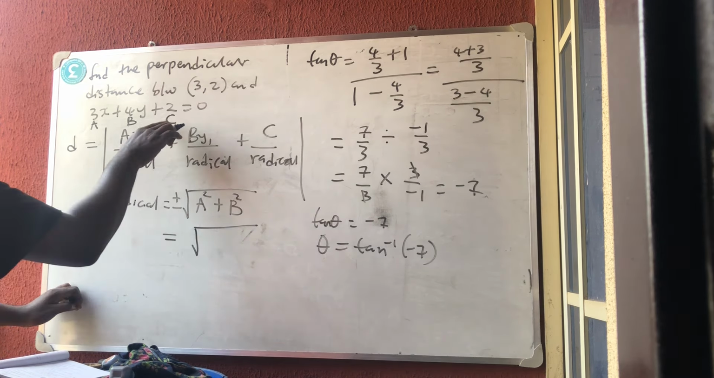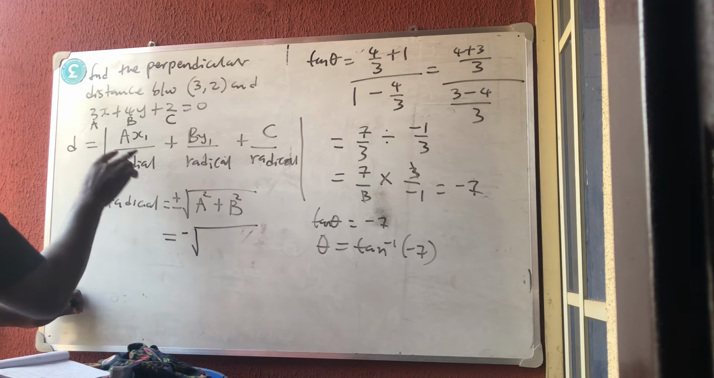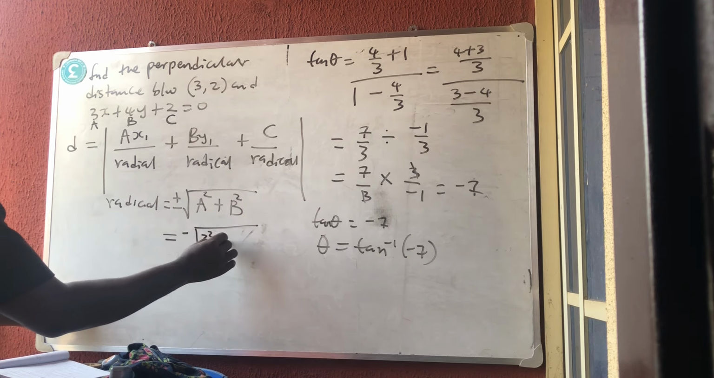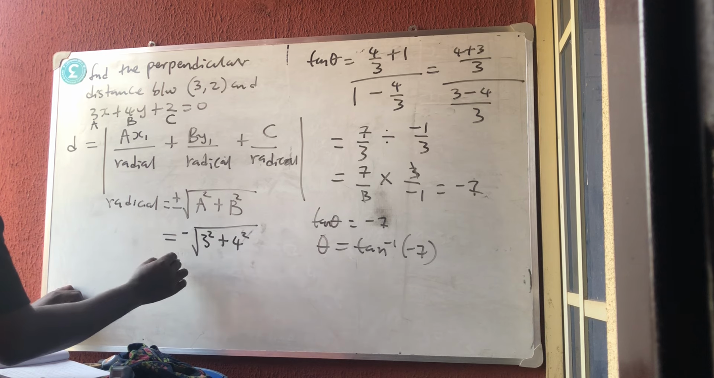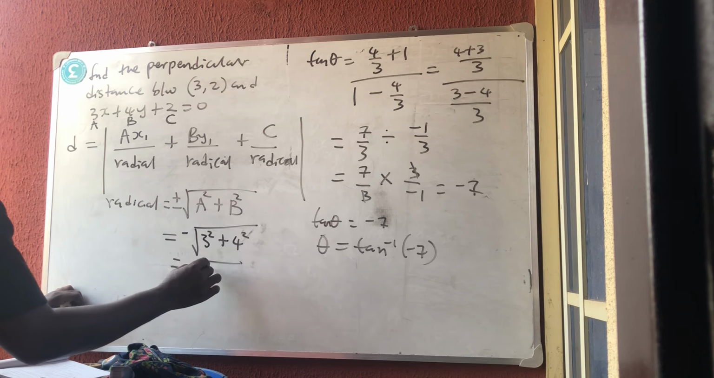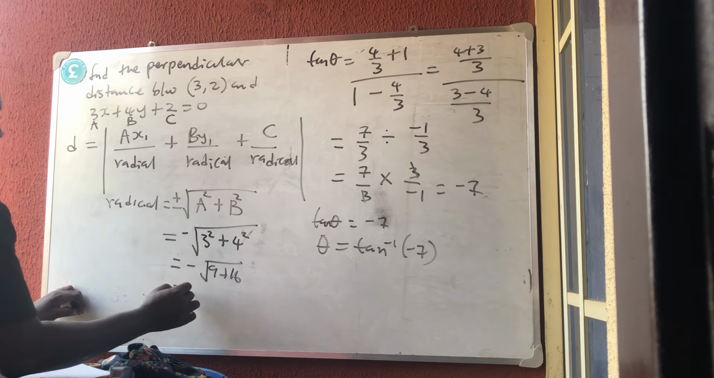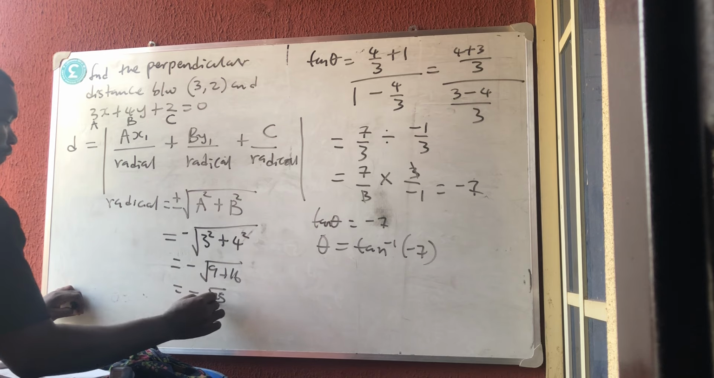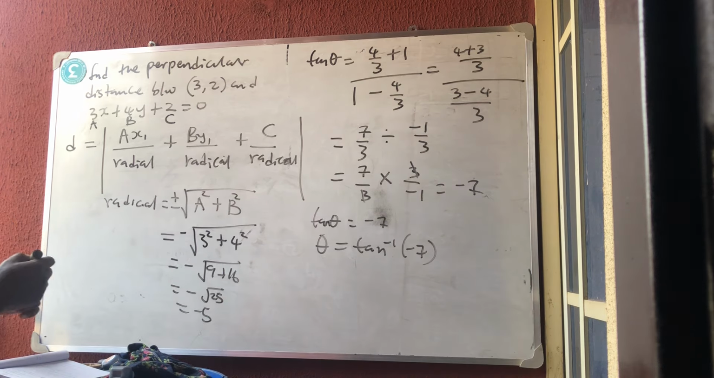So the first thing you get is your radical. Since here is plus, I'm going to use minus. My a is 3, so 3 squared plus 4 squared. So I'm having minus the square root of 9 plus 16. I'm having minus root 25. So I'm having minus 5 as my radical.